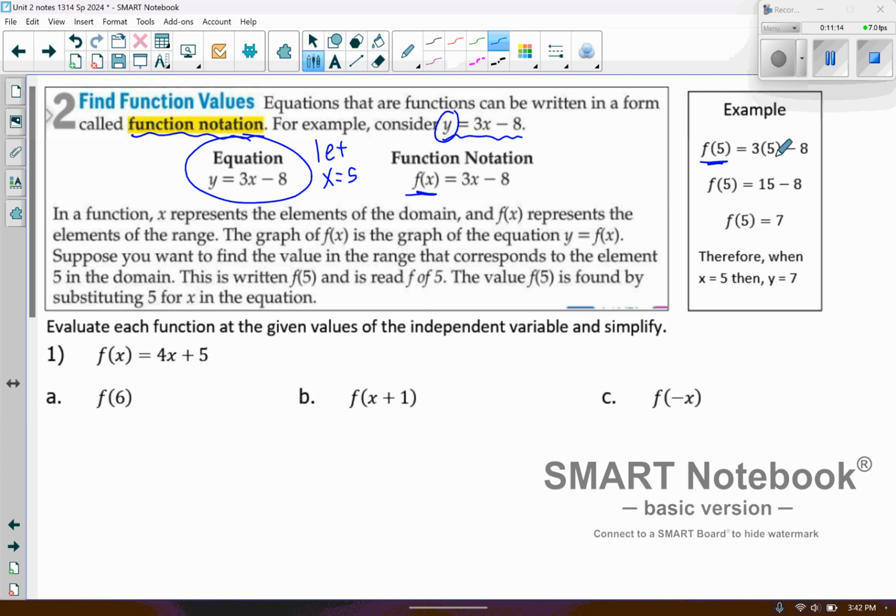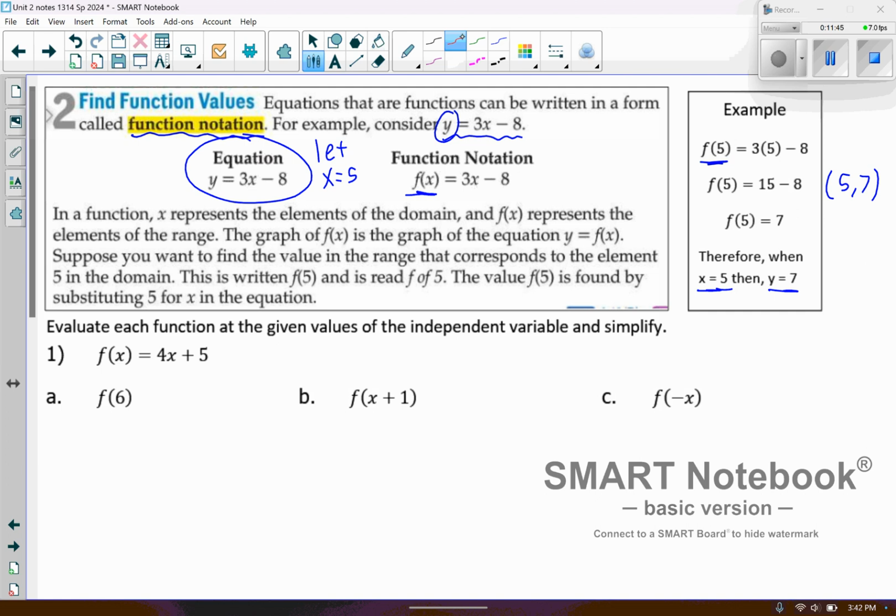So I do. 3 times 5 take away 8. 3 times 5 is 15. 15 take away 8 is 7. So therefore, when x equals 5, y equals 7. And if you want to, you could even write it as an ordered pair, 5 comma 7. So that's our function notation. There's a couple reasons for doing this, but like I said, it will show up from here until the end of the semester.